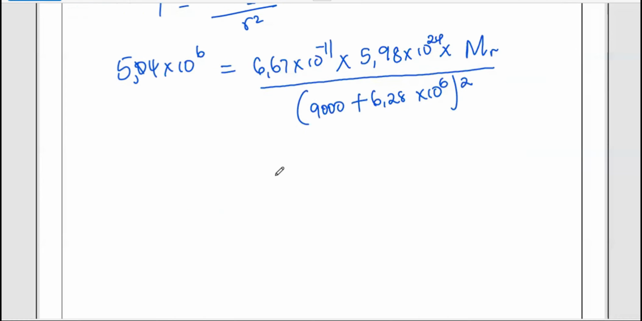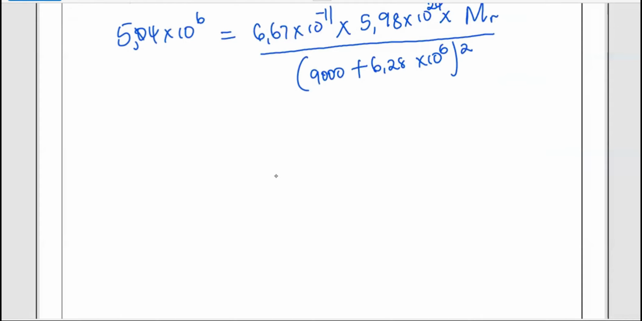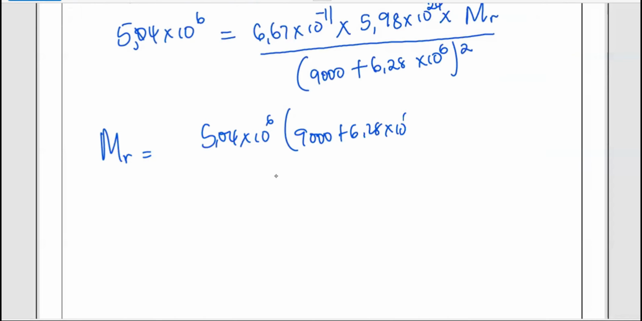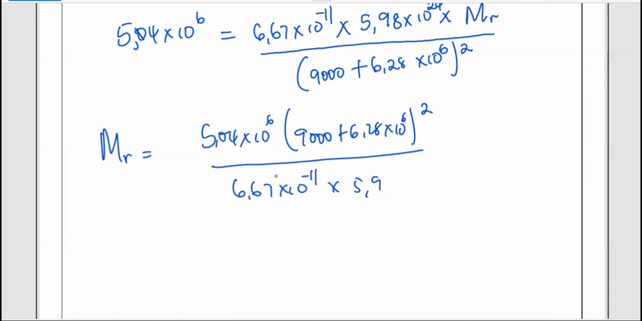Then I just need to do the cross multiplication, meaning that the mass of the rocket is going to be 5,04 times 10 to the 6 multiplied by the 9,000 plus 6,28 times 10 to the 6, squared. And then I'll divide this by 6,67 times 10 to the negative 11, times 5,98 times 10 to the 24. So the answer that I'm getting, maybe I should just round it off and give it in scientific notation. So it's 5,16 times 10 to the 6 kilograms.